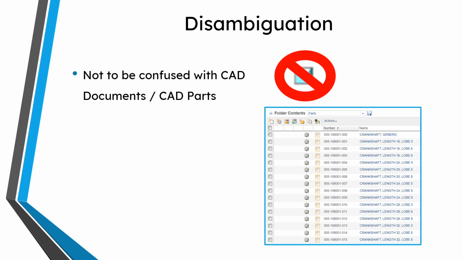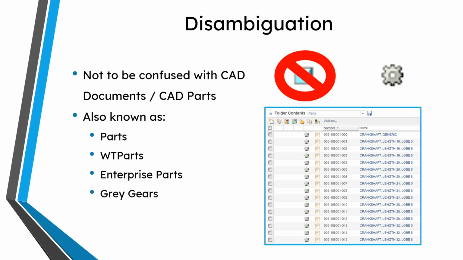A part in Windchill is represented by a gray gear. And in Windchill, they're referred to as parts. I prefer to call them WT parts. I believe the WT is for Windchill technology or Windchill type. Some other people call them enterprise parts. Also, I've been known to call them gray gears as well because that's the symbol that is used to represent them. So again, don't mistake a .prt file from Creo Parametric as a part in Windchill. And that's probably one of the biggest sources of confusion regarding these.